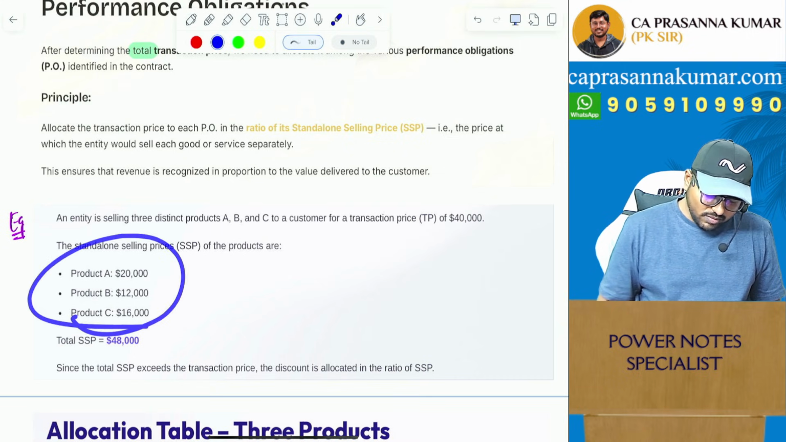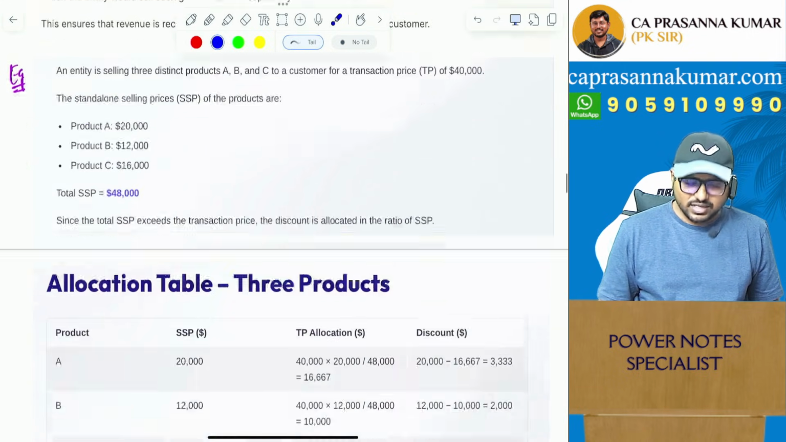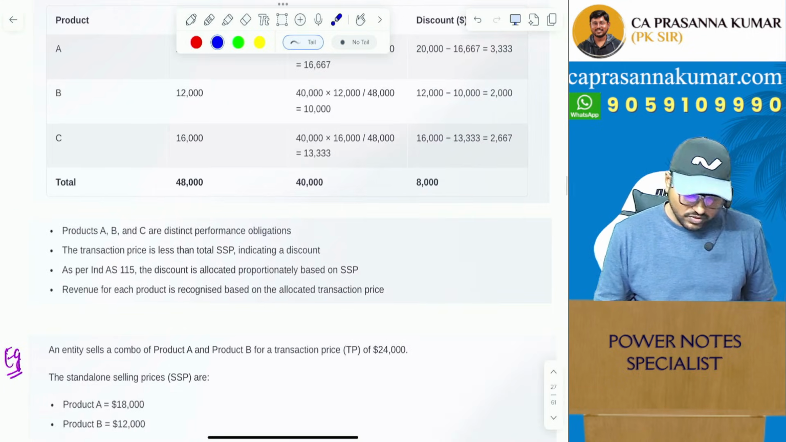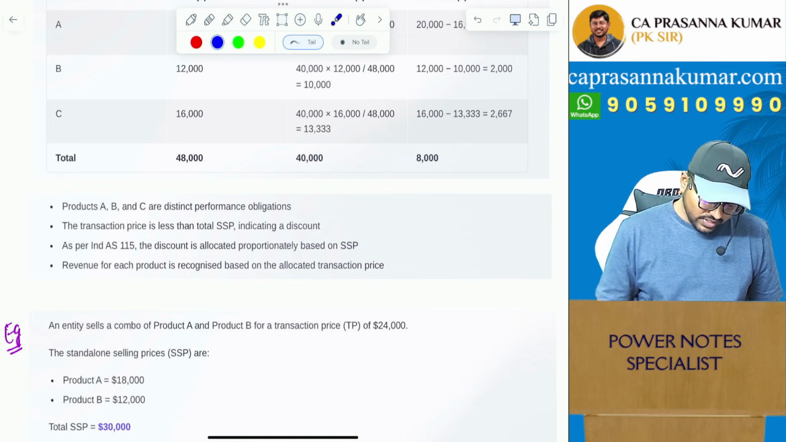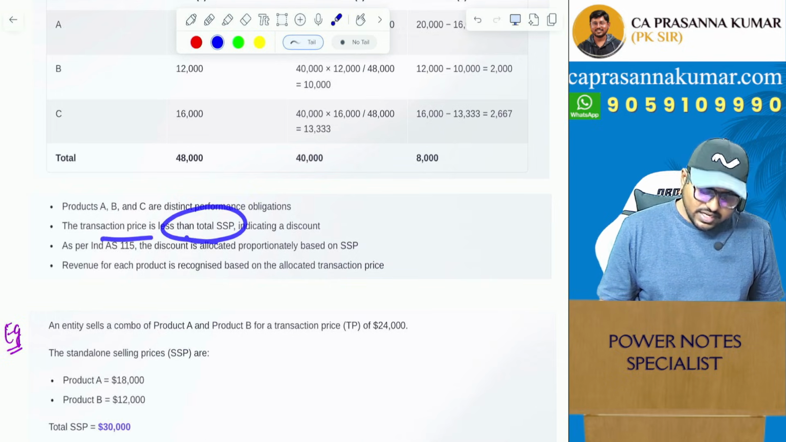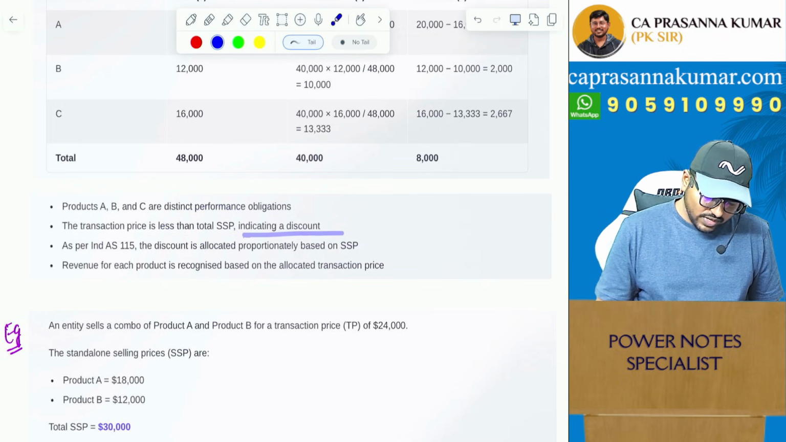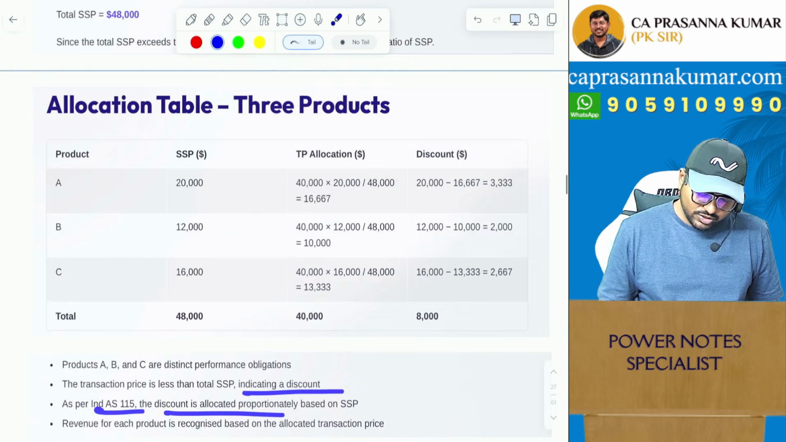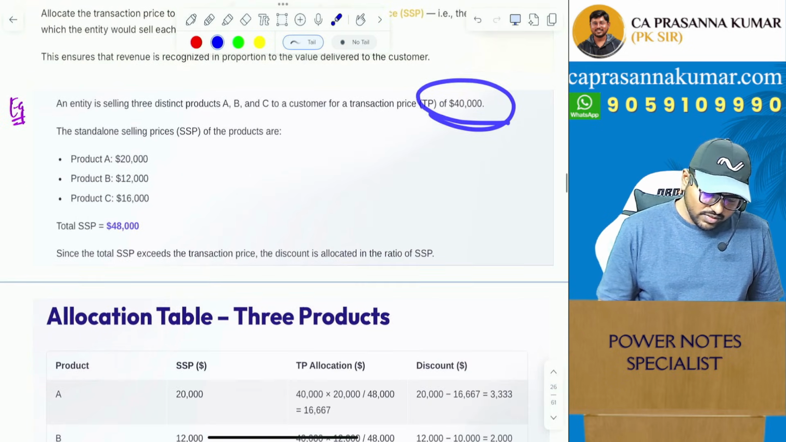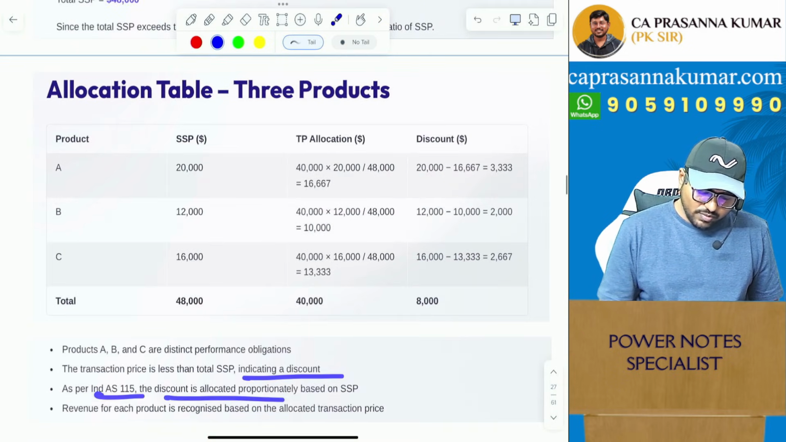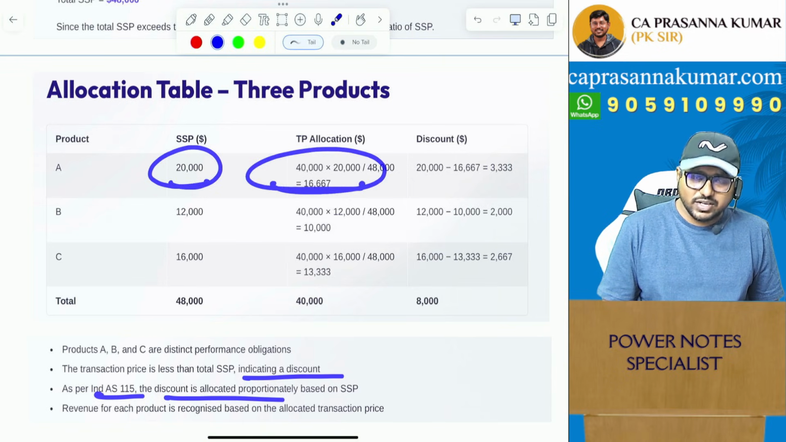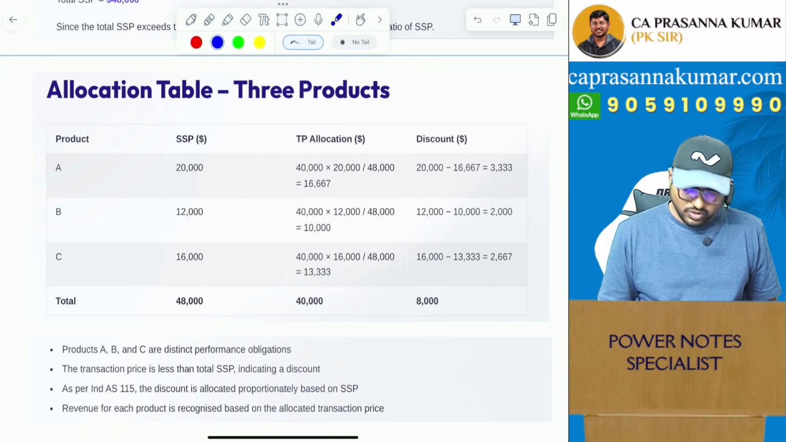Obviously, when you are buying multiple products, definitely there will be a bulk discount. We call it bulk discount or bundle discount, whatever it is. The transaction price is less than standalone selling prices, indicating a discount. As per 115, the discount is allocated proportionately. Once you allocate transaction price in the ratio of SSP, automatically the difference between SSP and allocated transaction price is nothing but discount. Simple logic.